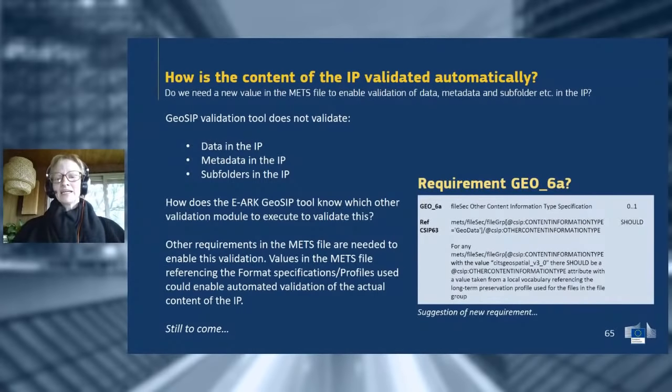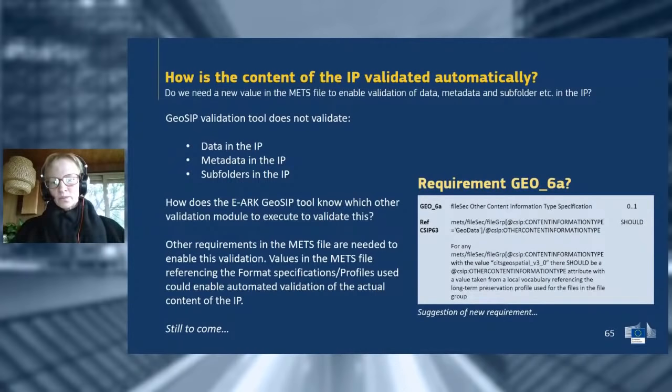And I show you here an example of how one could make such a requirement with a value that actually tells the validation tool how to validate the data. This requirement is just a copy of the requirement that is put in the content information type specification for the preservation of databases, the CIAT format. They have a similar requirement that enables actual validation of the CIAT file in the data folder.